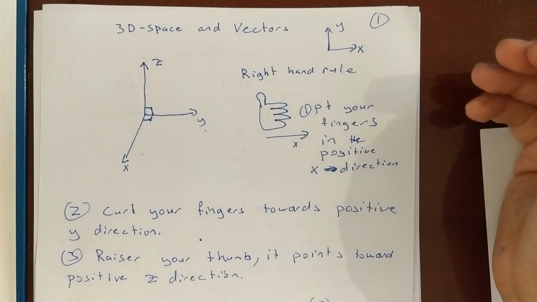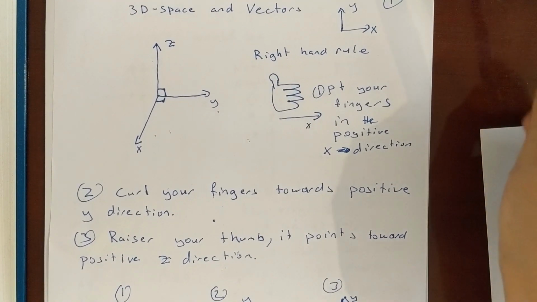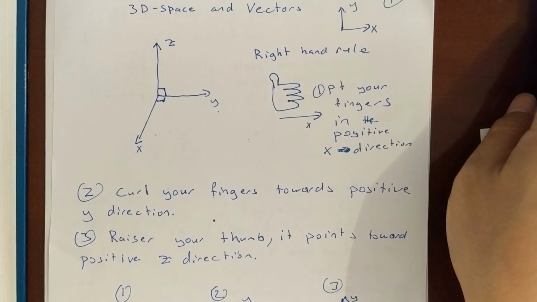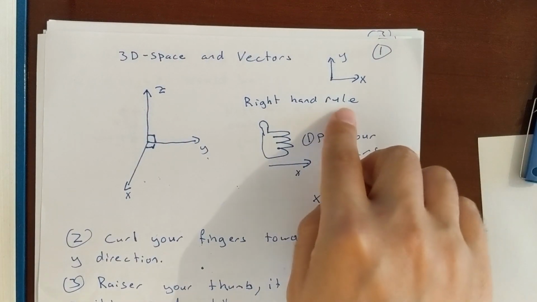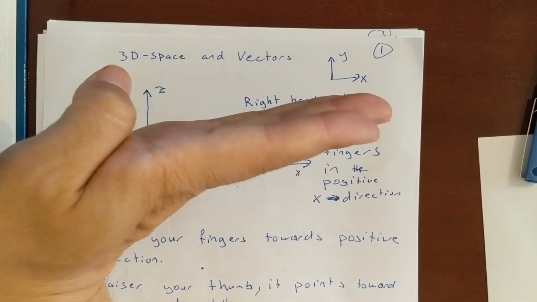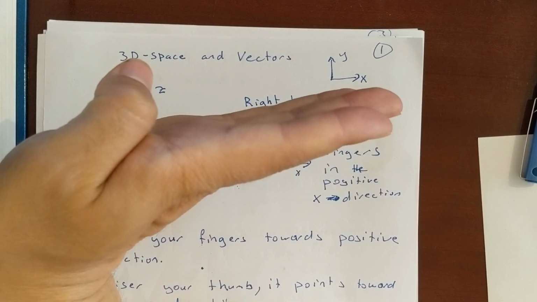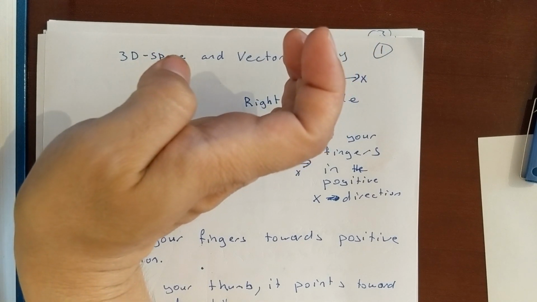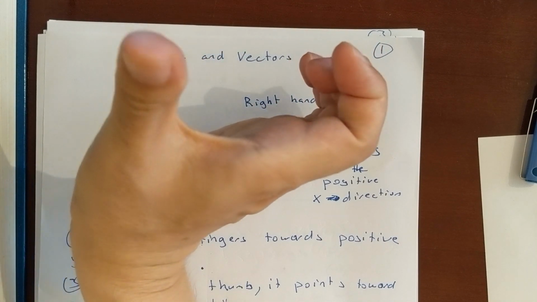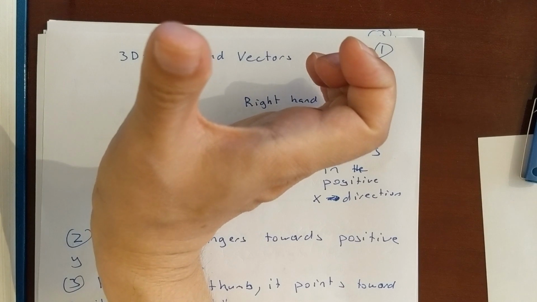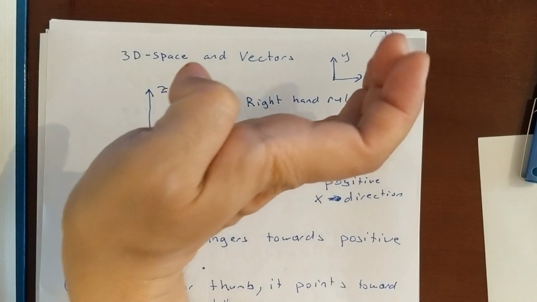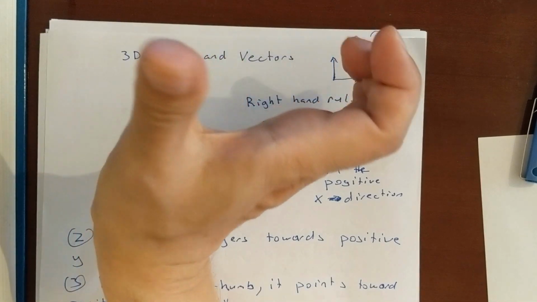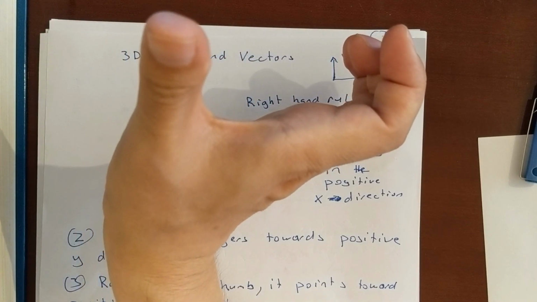Luckily, folks that lived way before us have taken care of this. And there's a very easy rule. It's called the right-hand rule. What you do is, just look at this here. You point your fingers towards the positive x-axis, and you curl them towards the positive y-axis. Then your thumb always points towards the positive z-axis. Again, positive x-axis, curl them towards y, and it's always going to point towards the positive z-axis.